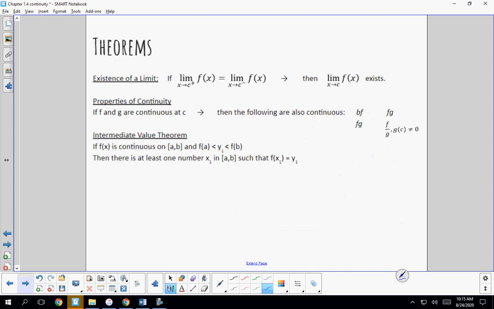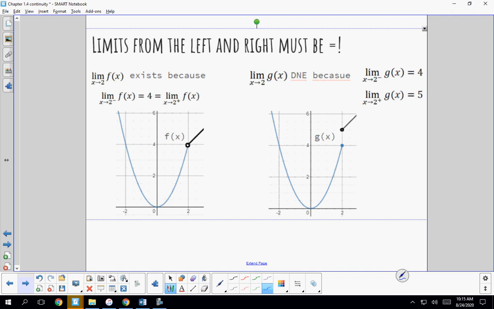So here are some theorems. We're not too picky on the theorems. In order for the limit to exist, they have to be the same from the left and the right. We've talked about that before. Properties of continuity: if we have two continuous functions, f plus or minus g, their composition is also continuous. And then finally, the intermediate value theorem. I'm going to explain that in a little bit more detail here in another slide.